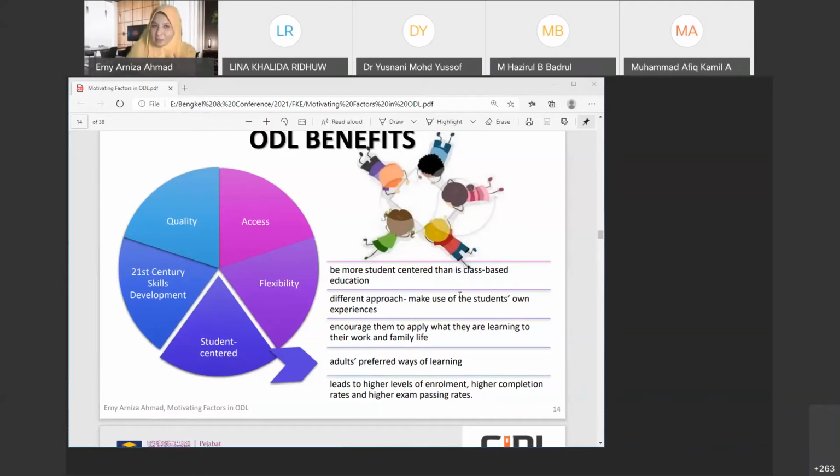Then you have adult. Then you have mid-age adult. Then you have older adult.